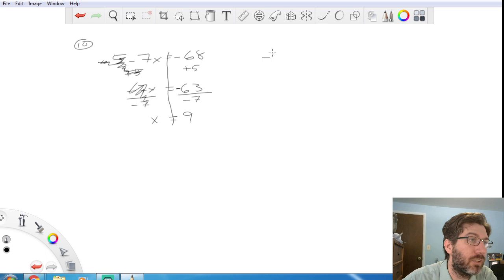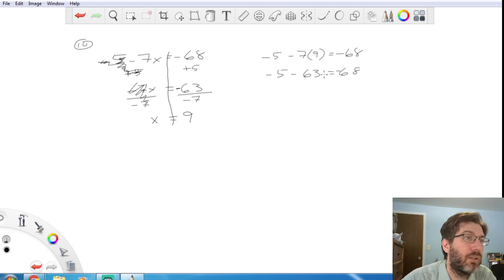And we can double check that by plugging it in. We have negative 5 minus 7 times 9 equals negative 68. And here you're going to get negative 5 minus 63 equals negative 68. And then it checks out. They are the same, so negative 5 minus that gives you negative 68 equals negative 68. So that works out well.